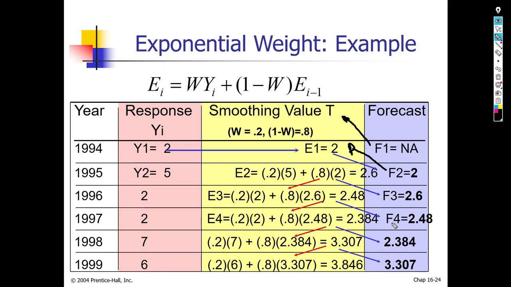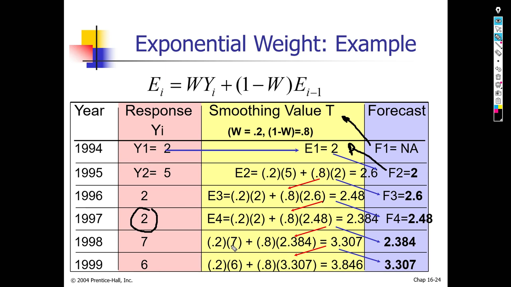Meaning to say your F4 is E3. F4 is equal to 2.48. Now E4 is 0.2 multiplied by Y4. Y4 is 2.0 plus 0.8 multiplied by E3. So E3 is 2.48, so you get 2.384. Meaning to say your F5 is equal to E4. F5 is 2.34.